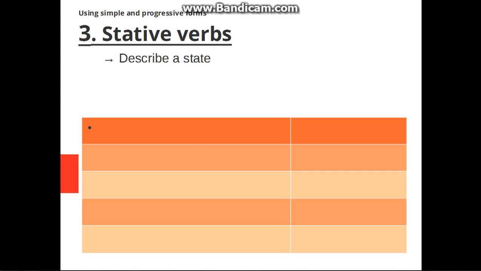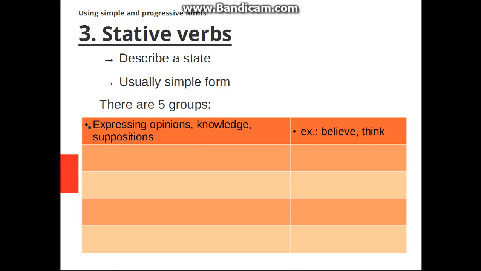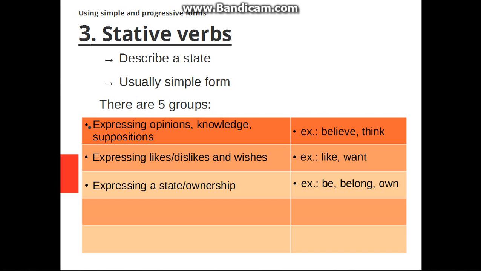Stative verbs describe a state, and they're usually used in the simple form. There are 5 groups: expressing opinions and knowledge, for example, to believe, to think. You can also express your likes, dislikes, and wishes, for example, to like, to want. They're expressing a state or an ownership, for example, to be, to belong, to own.